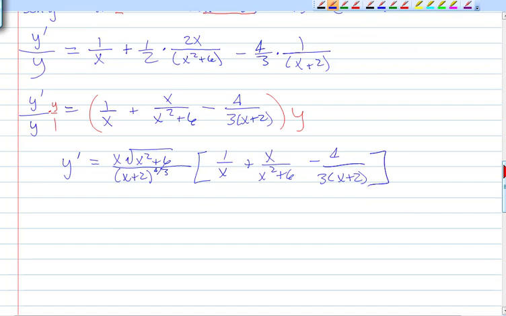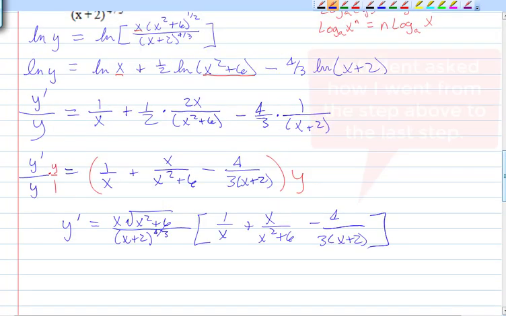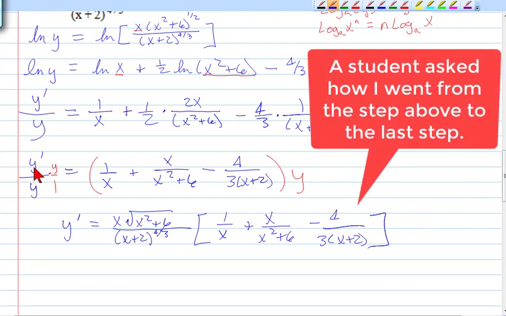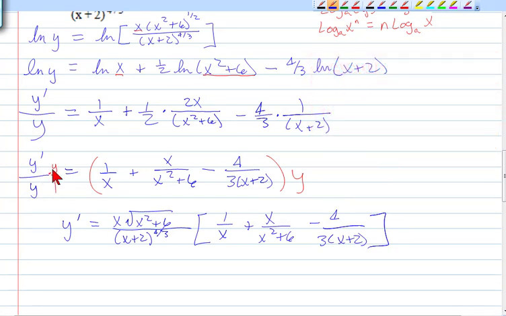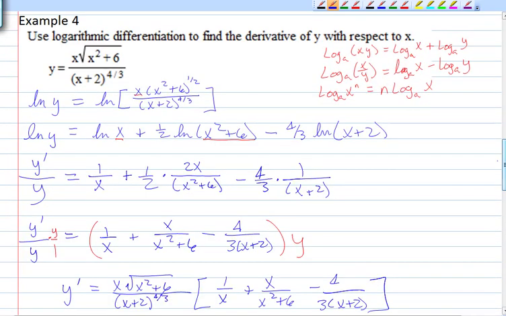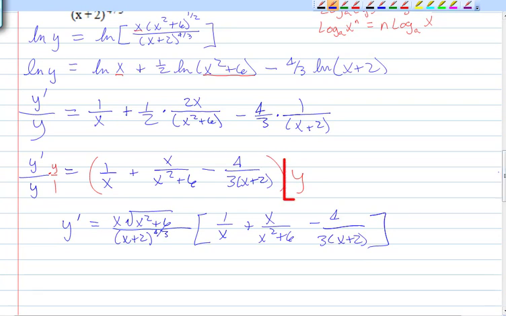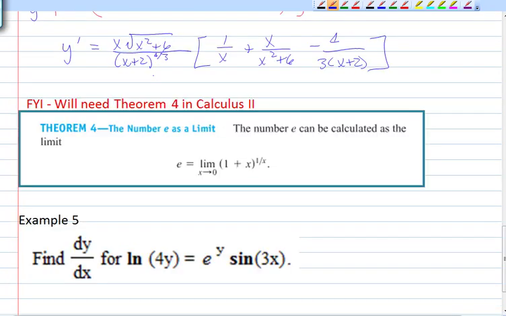And isn't that much easier than doing the quotient rule with the product rule with a chain rule? From here to here, I wanted to get the derivative by itself, so I needed to multiply both sides by y. But up here, we said y was equal to this. So that is what I plugged in right here for y. We wrote y as a function of x. That's all I did. This is a theorem that we're going to need in Cal 2, so I'm going to give it to you now.